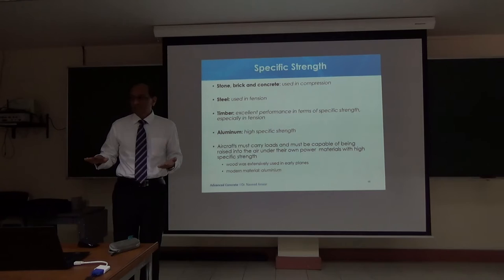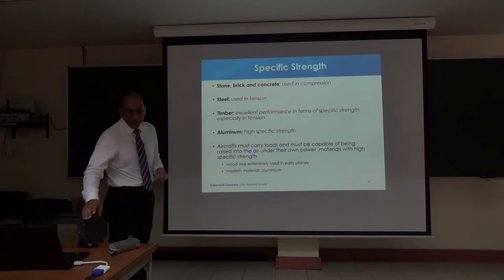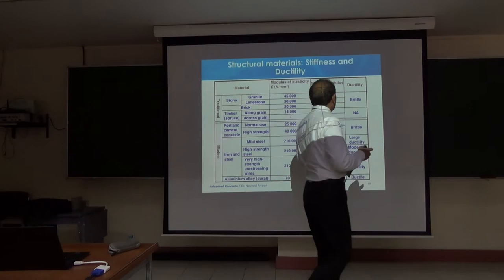Because the columns had reached their compressive limit. And compression failure in a column in concrete is brittle. So it just went away. So we want to avoid brittle behavior. And that is why we want to use ductility. So some materials are brittle. Some are ductile. Some are very ductile.